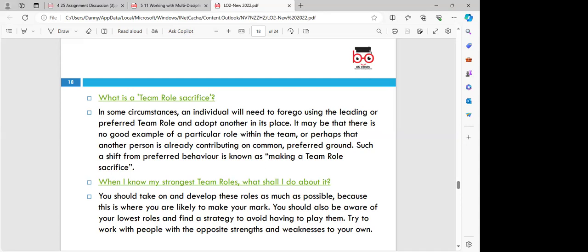In some circumstances, an individual will need to forego using the leading or preferred team role and adopt another in its place. It may be that there is no good example of a particular role within the team, or perhaps that another person already is contributing on common preferred ground. So this is it. Either you want to forego your role and give it to somebody else you think will perform better, so you can go to other roles. This is what we call team role sacrifice.